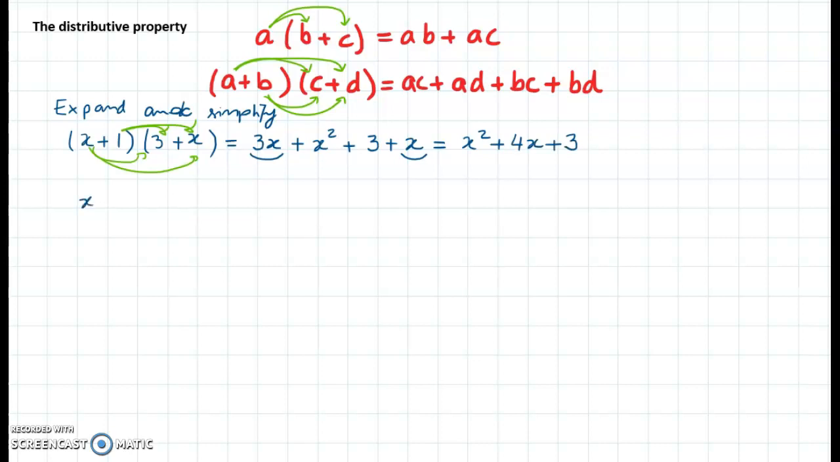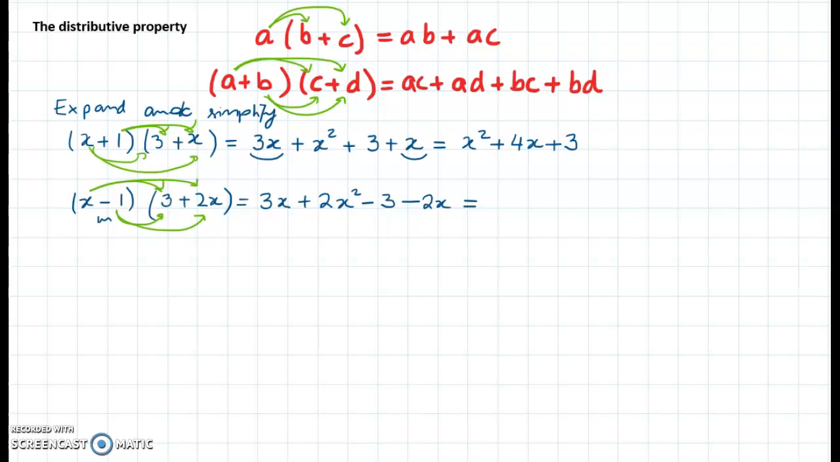Let's practice with one more. Next time I'm going to change some of the signs just to make it a little bit more complicated. So we need to again multiply the terms of the first bracket against the terms of the second bracket. We have x times 3 to give us 3x plus x times 2x, that's going to give us 2x squared. And then we're going to have minus 1 times 3, because we have a negative sign in front of 1, that's minus 3. And then we're going to have minus 1 times 2x, so minus 2x.